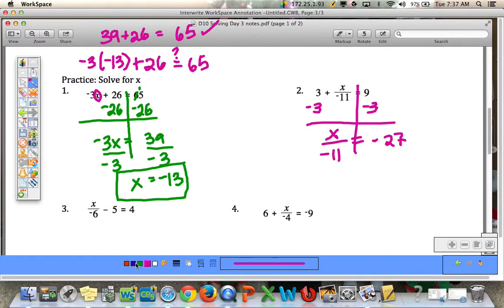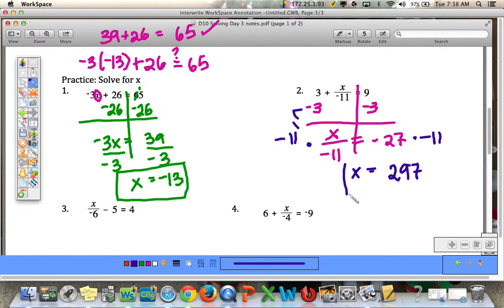And it's x divided by negative 11, so to get rid of that, we're going to multiply each side by negative 11. And a negative times a negative is a positive. And 27, let's see if my calculator is working. It's not working. All right, so we have negative 27 times negative 11 is 297.